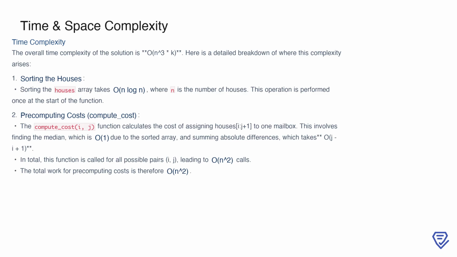Next, we have the pre-computing of costs using the compute_cost function. This function calculates the cost of assigning houses from index i to j to a single mailbox. Since the array is sorted, finding the median is O(1), and summing the absolute differences between the median and the house positions takes j - i + 1. When this function is called for all possible pairs i, j, it results in n squared calls, and the total work here is O(n squared). These two steps lay the foundation for the dynamic programming solution.